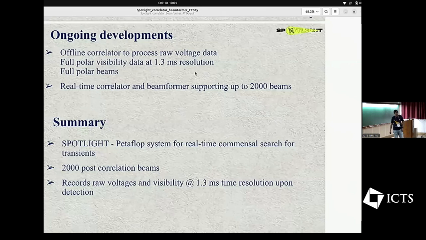One last question from Prabhu. Nice talk. Maybe I missed it: is the full polar now operational? No, it is going to come. Okay, because the current correlator beamformer is in the total intensity mode. The offline correlator will be in full polar mode.